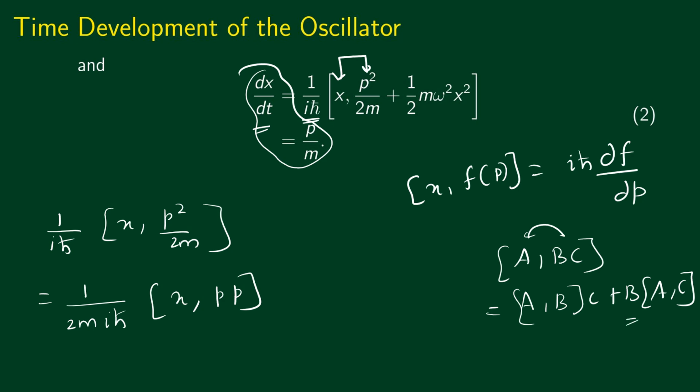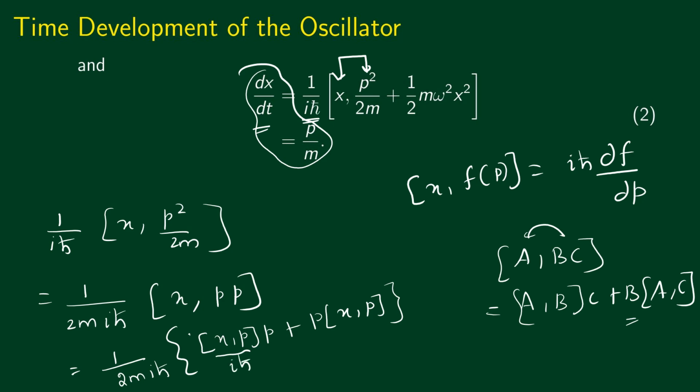Now using this, this becomes 1 divided by 2m i h bar. This is commutator of x comma p multiplying p plus p multiplied by commutator of x with p. Commutator of x with p is i h bar. So this is also i h bar. You get dx by dt is equal to 1 divided by 2m i h bar, 2 i h bar p. This i h bar cancels, 2 cancels and you finally get p divided by m.